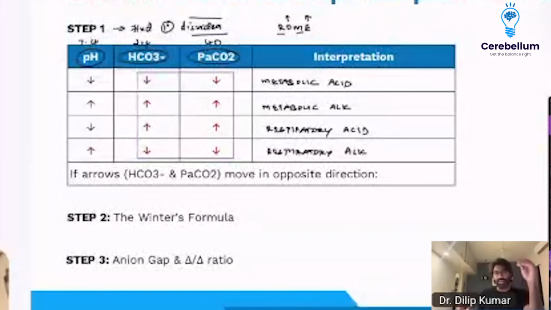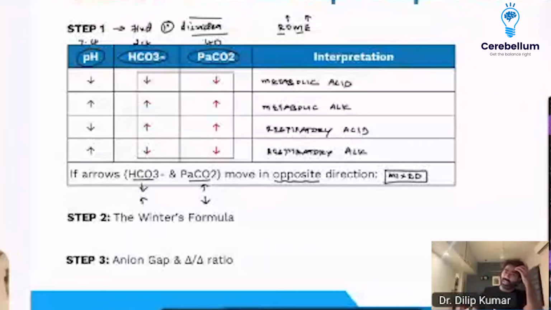Listen carefully. In case the arrows are moving in the opposite direction, for example, bicarbonate is decreasing and PaCO2 is increasing, or bicarbonate is increasing and PaCO2 is decreasing, I always used to tell you to thank the examiner, because this is 100% a mixed disorder. The examiner is trying to save your time. This cannot be a single disorder. If bicarbonate and PaCO2 are moving in opposite directions, unlike what is happening in the box that I have written above, this is 100% a mixed disorder.